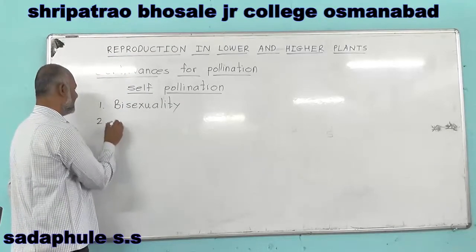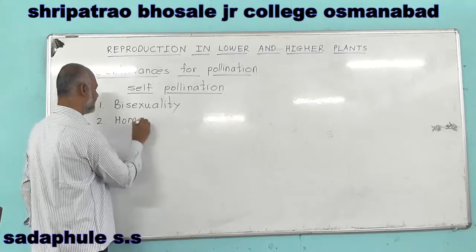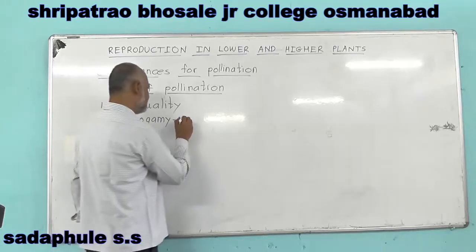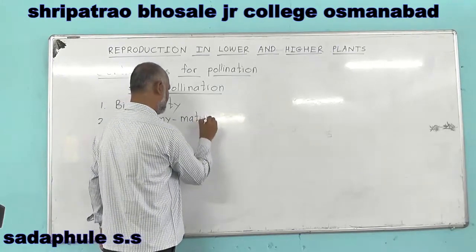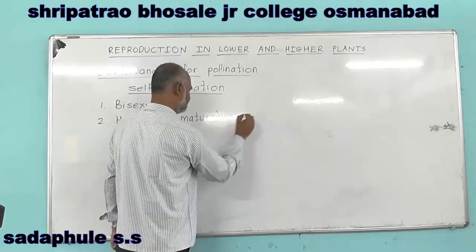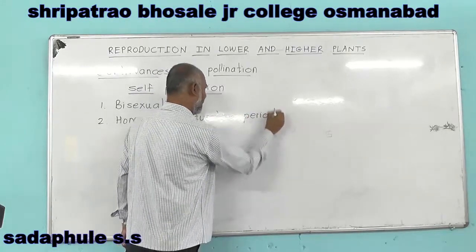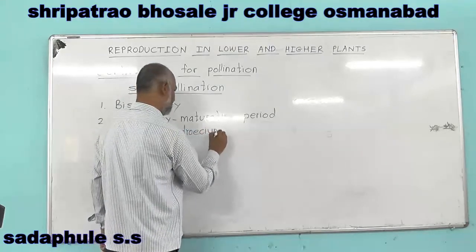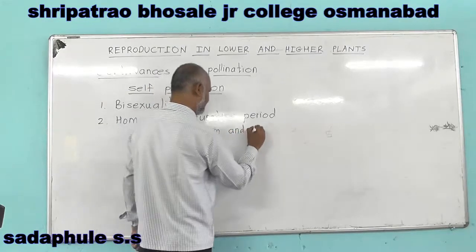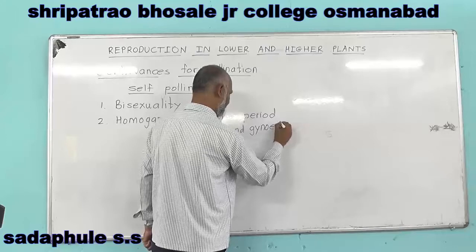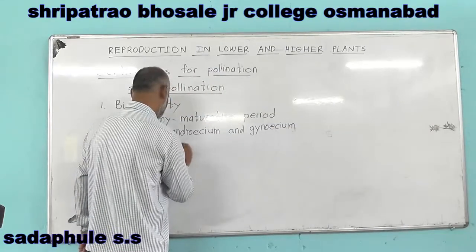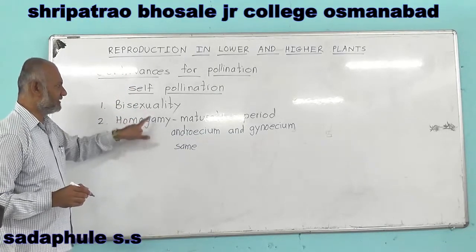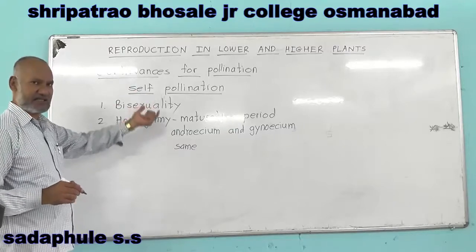Then it also requires homogamy. Now, what is homogamy? The maturation period of androecium and gynoecium is the same, which is termed as homogamy. That is, bisexuality and homogamy favor self-pollination.